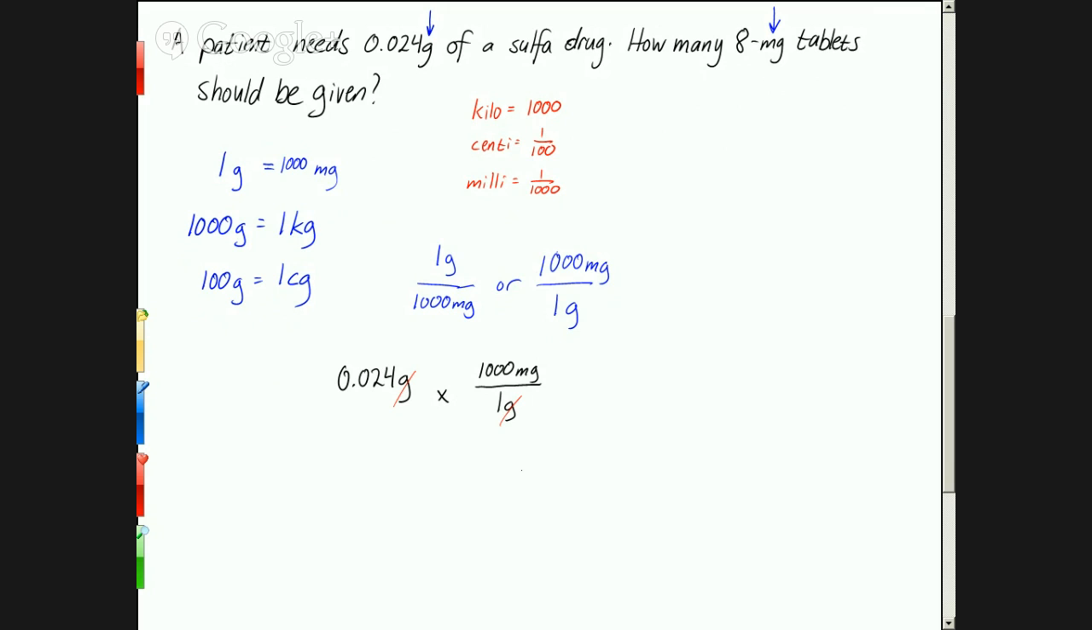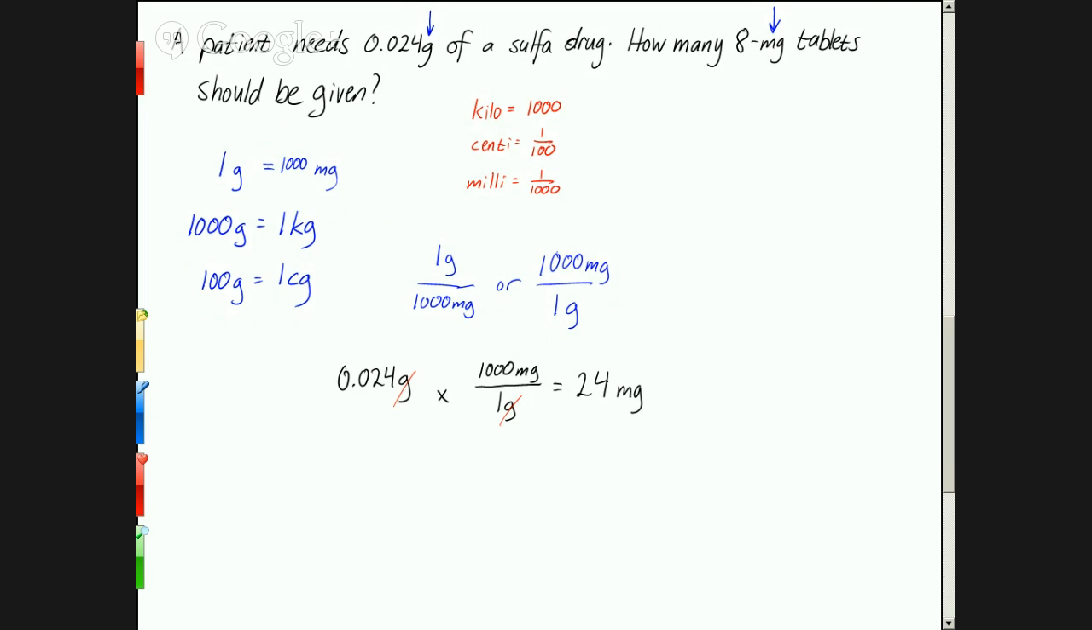So what this is telling us is if we multiply 0.024 by 1,000, we will end up with milligrams instead of grams. And multiplying by 1,000 is like moving the decimal place 3 times. So 1, 2, 3. 24 milligrams. So this first 0.024 gram measurement can be converted into, instead, 24 milligrams.